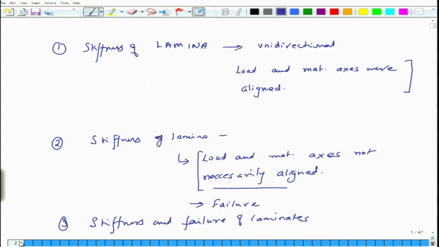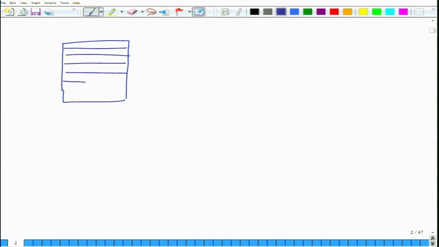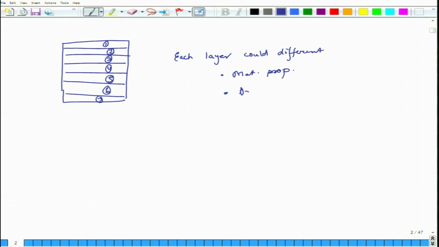So, what is a laminate? It is a series of lamina, individual layers of composites, and they are all glued together. If you look at its cross section and zoom in, it may have several layers of composites. This could be 1, 2, 3, 4, 5, 6, and whatever number of layers could be there, and each layer could be different in terms of material properties, and also in terms of orientation.